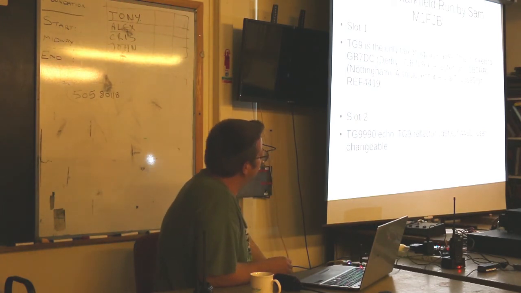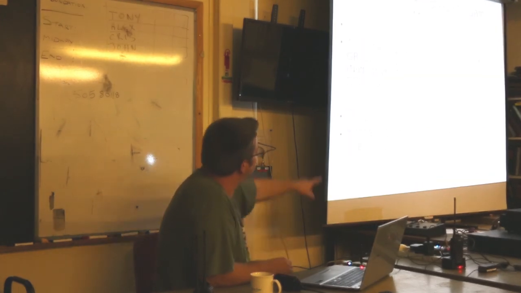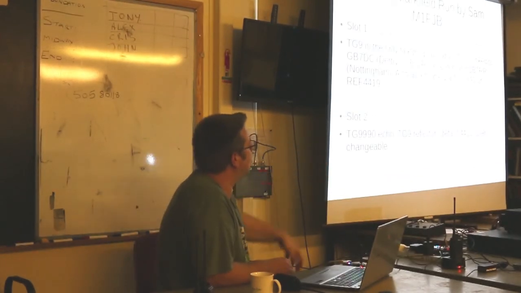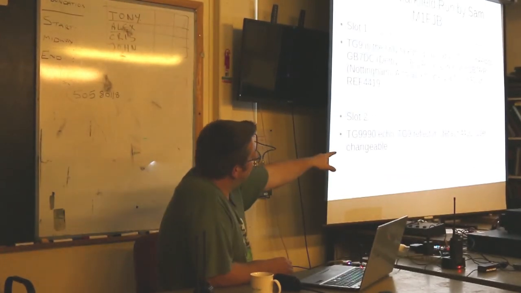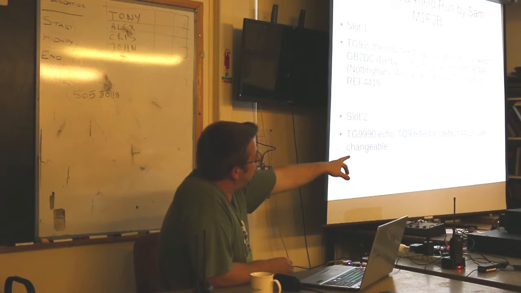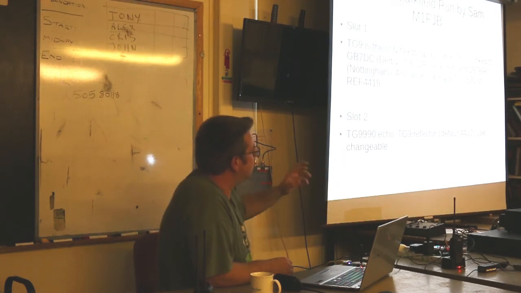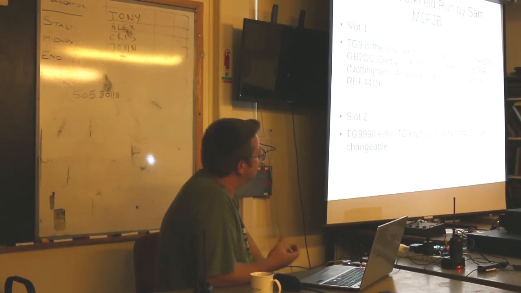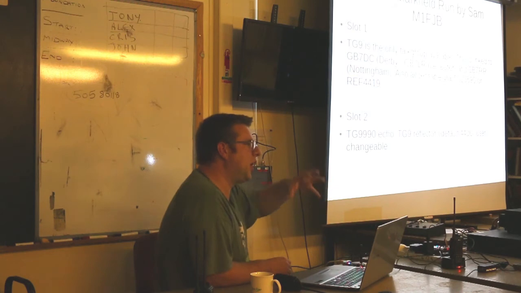Slot 2 is where it carries the reflectors. Echo is enabled on slot 2 as well. And the reflector defaults back to 4400, which is the UK calling channel, but the user can change it. Now there are other things on there as well. On a repeater, you can have timed changes where the repeater will change itself.